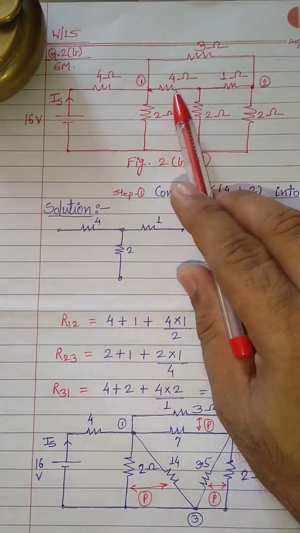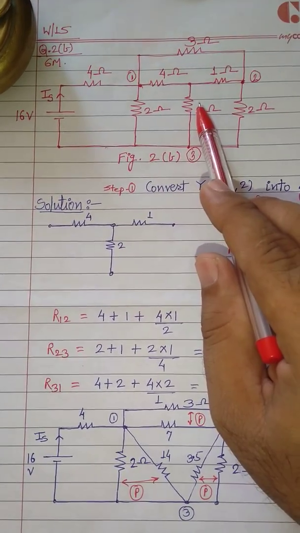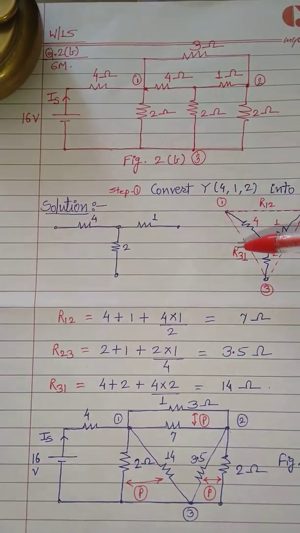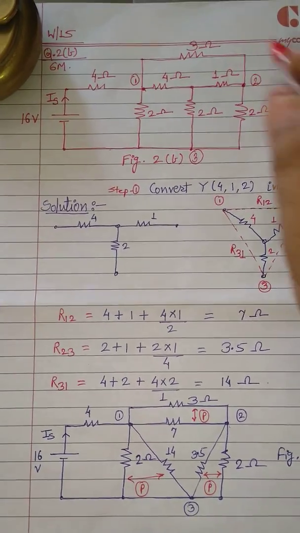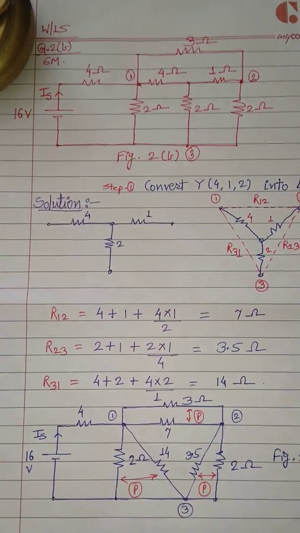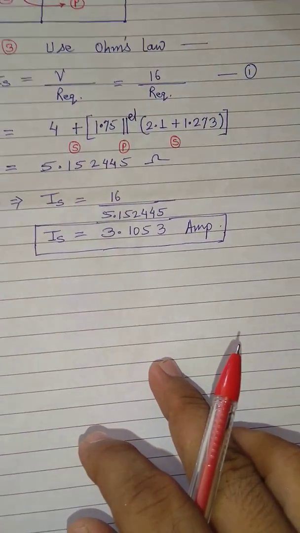But the best way is to convert this 4 1 2 star into delta, so that you get the parallel combination and that can be solved. So this circuit can be solved in 3 steps. The final answer to this source current is 3.1053 amperes.